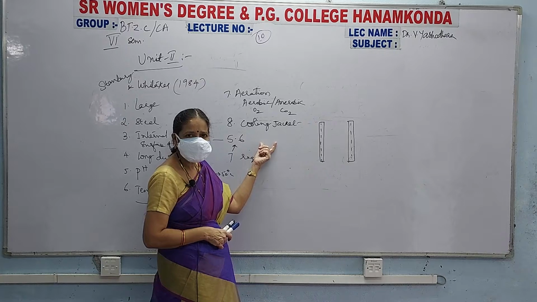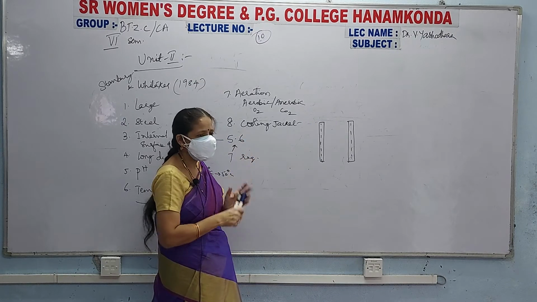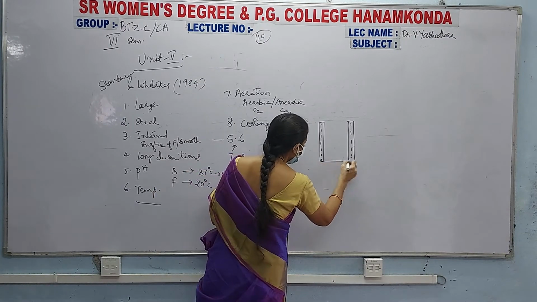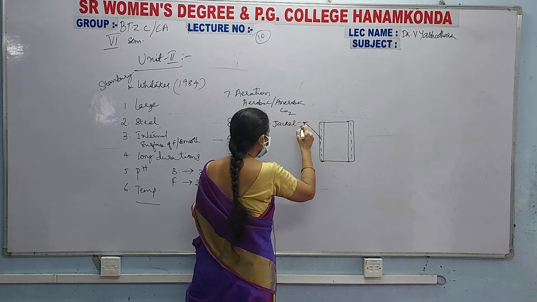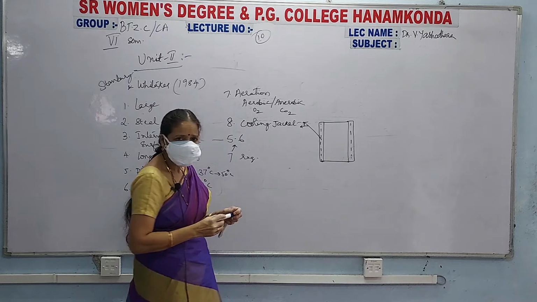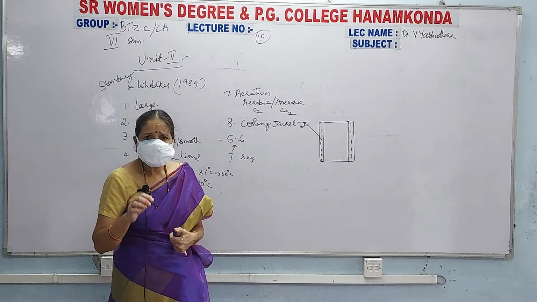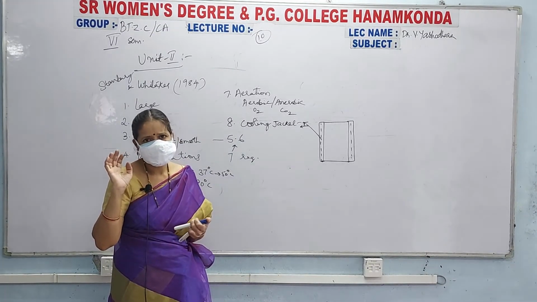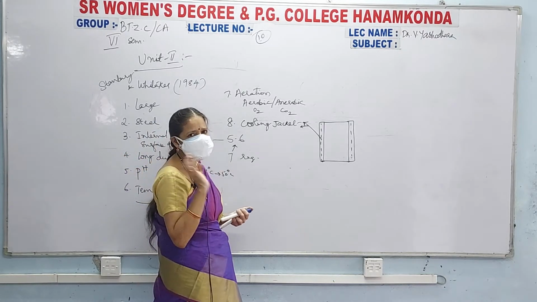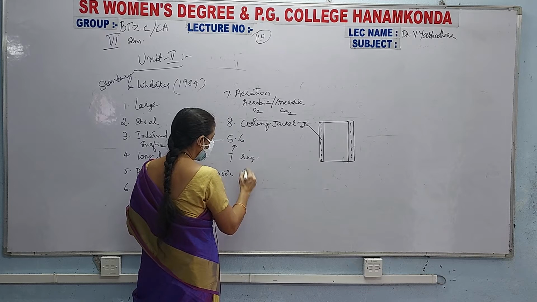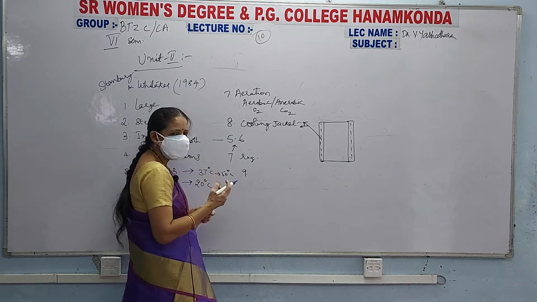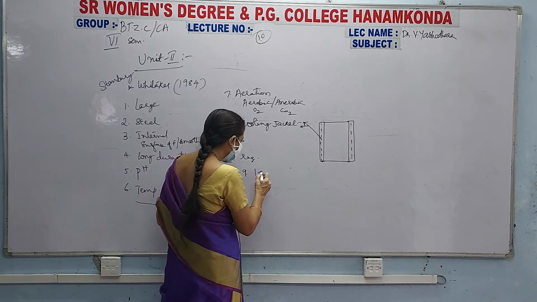Here, this cooling jacket is present outside the fermenter. Suppose this is your fermenter; outside the fermenter the cooling jacket will be present, and it will maintain the temperature in the fermenter or bioreactor. Now coming to the ninth point, see here, it should work with less energy.